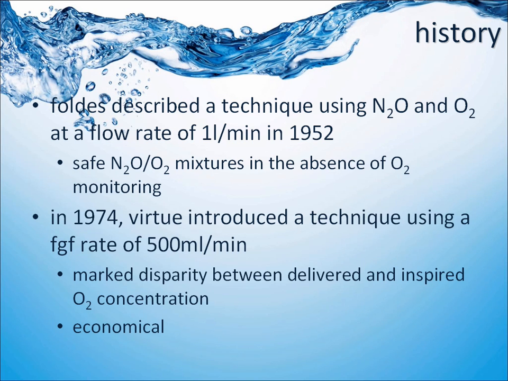In 1974, Virtue introduced another technique, reducing fresh gas flow rates down to 500 mils per minute. He noticed that there was a marked disparity between the concentration of oxygen within the circuit and that delivered, so the concentrations that you have dialed up. This is because with such low flow rates, there is a lot of rebreathing going on, so most of it is the expired air that you are breathing. He also noted that it was quite economical using minimal flow rates, but this was also already noted in Foldes' technique. So it's their definitions that exist today.